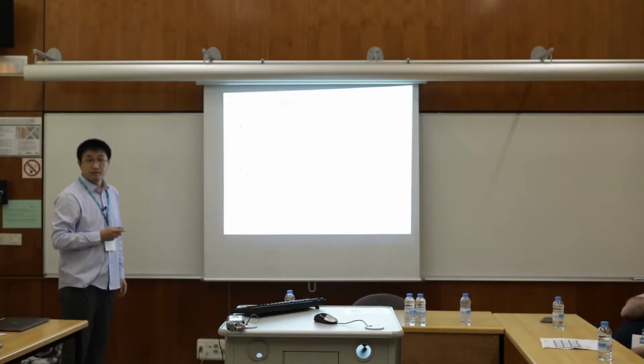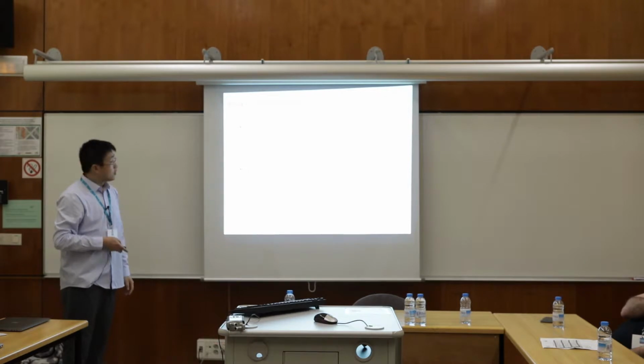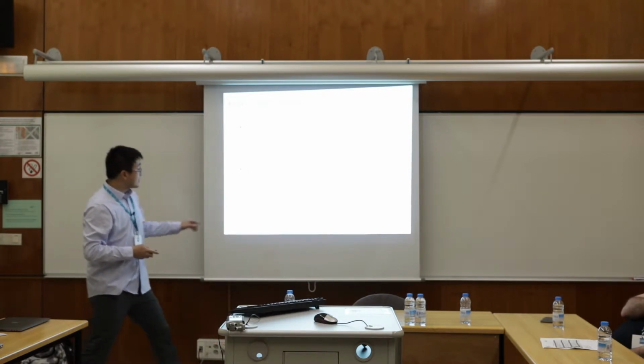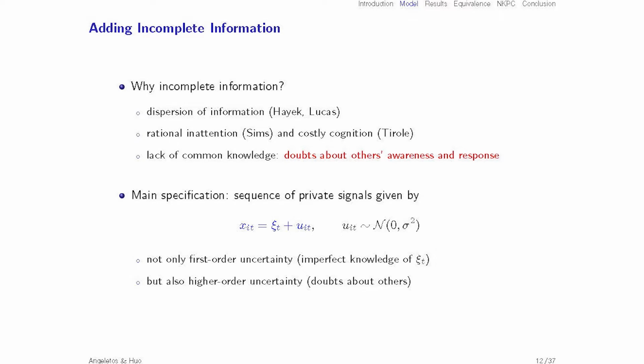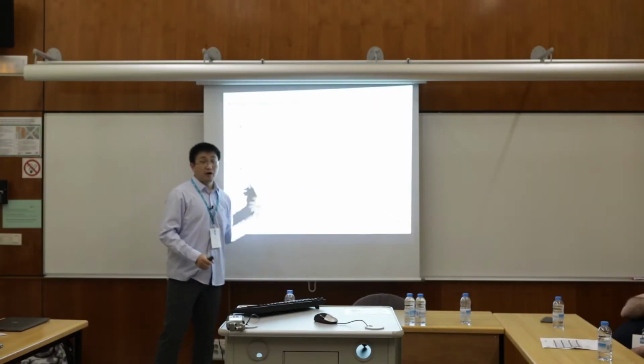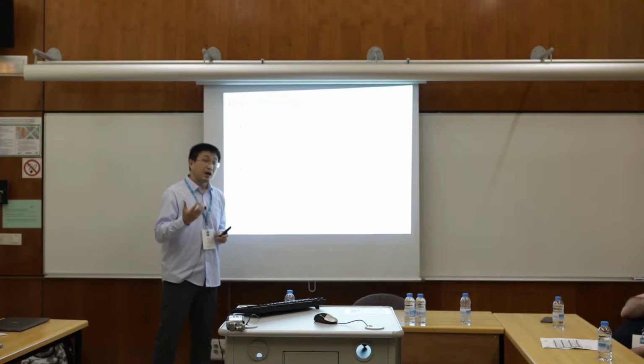What are agents going to know about the others' information? So this is the information structure. This is my current signal. I see this common fundamental k_t with idiosyncratic noise, and I know other people are going to receive similar information. The k_t is correlated; it's like a common component in everybody's signal.